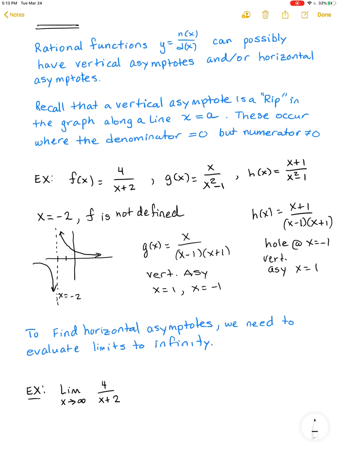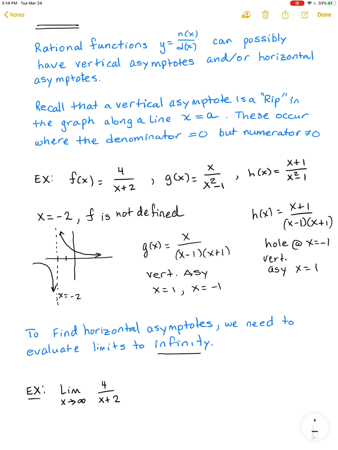Horizontal asymptotes describe the long-term behavior, what the tail ends of the graph are doing. If the value of the function is essentially constant when x is a really big number, either a really big positive number or a really big negative number, then it kind of tails out like a horizontal line. To find the horizontal asymptotes, then, we need to look at computing limits to infinity.